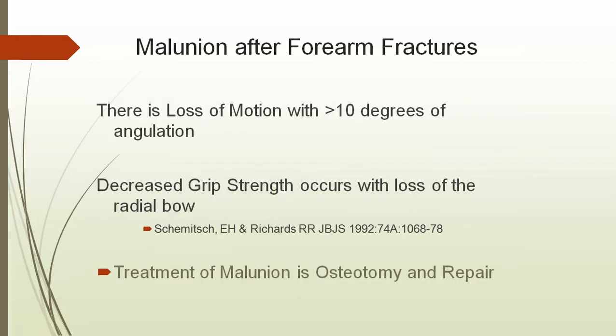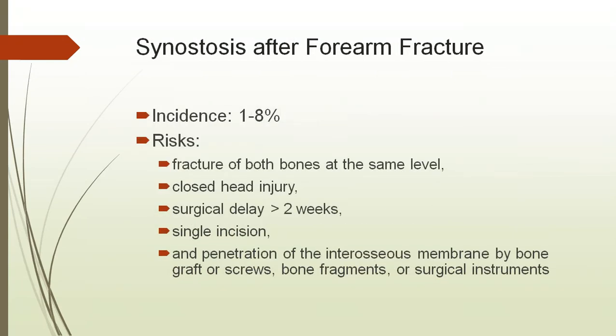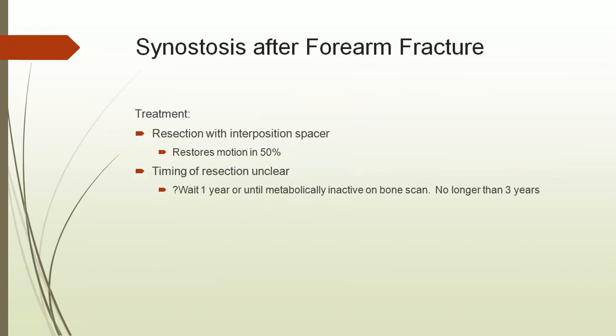Again, there is another complication called malunion, in which there is a loss of movement with more than 10 degrees of angulation. So the forearm appears to be angulated. Bowing will be seen, some sort of angulation and bowing. So that is malunion. Synostosis will be there. Already I told you what synostosis is.